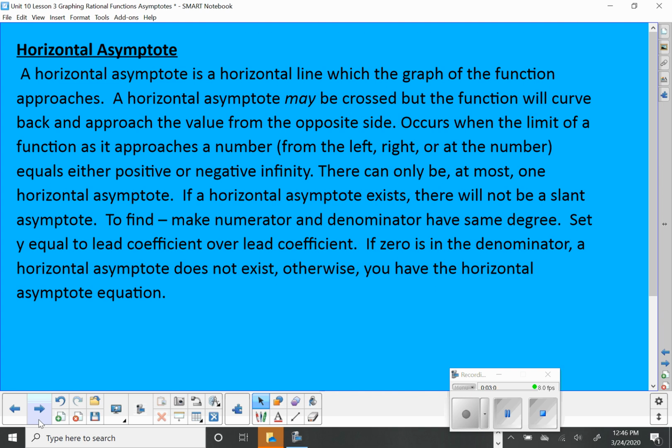To find it, make numerator and denominator have the same degree. That means one of them you might have to make 0x to a power. Then set y equal to the ratio of the lead coefficients. If 0 is in the denominator, a horizontal asymptote does not exist, and you may be looking at a slant. Otherwise, you have the horizontal asymptote equation.